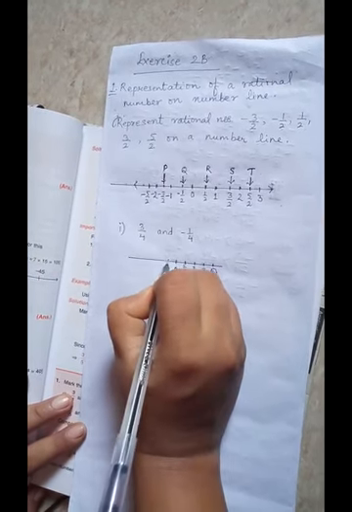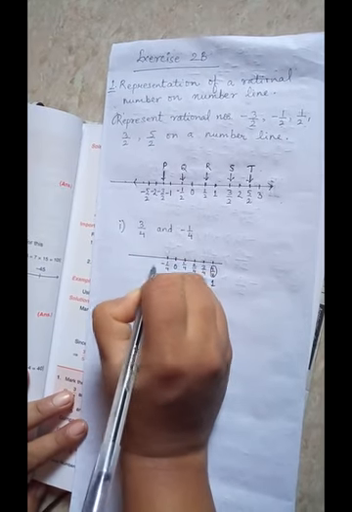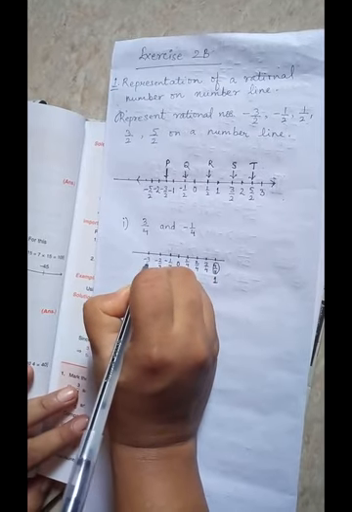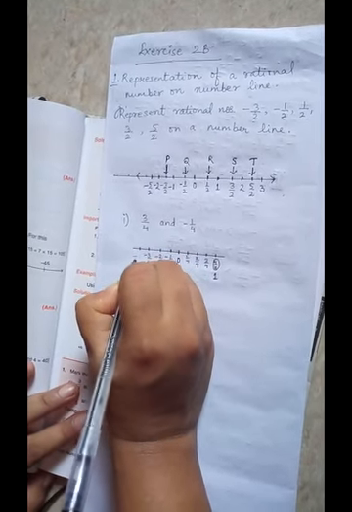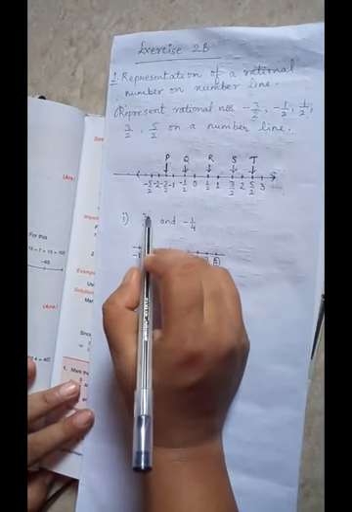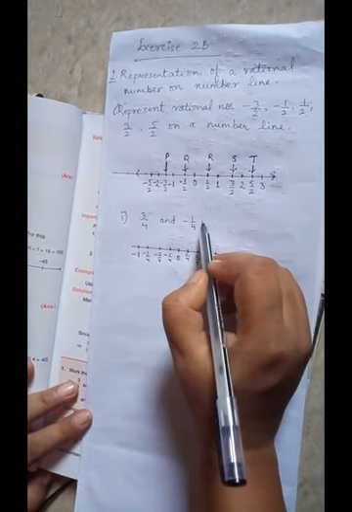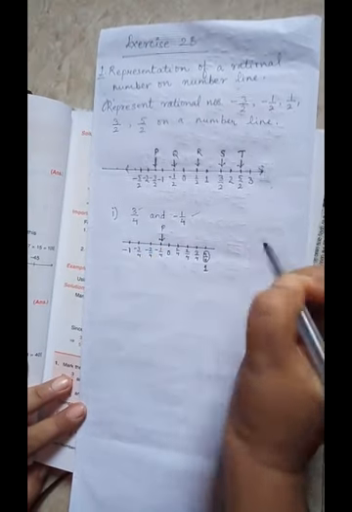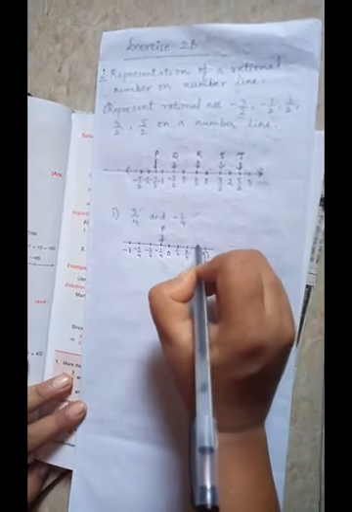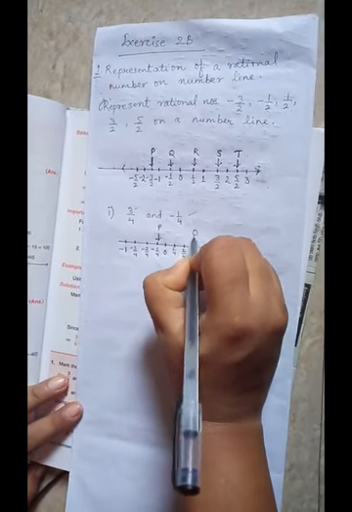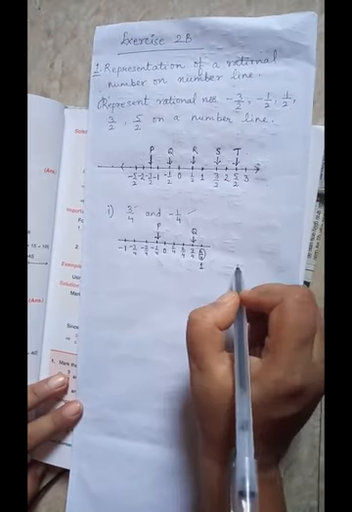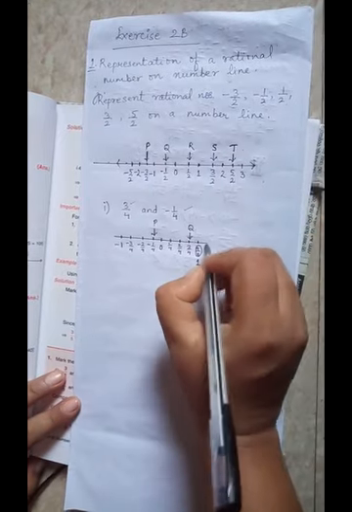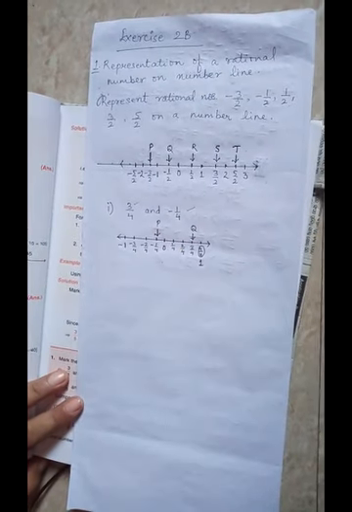And from here this is minus 1 by 4, minus 2 by 4, minus 3 by 4, and this is minus 1. So you have to represent this 3 by 4 and minus 1 by 4. So this is your minus 1 by 4, and this is your 3 by 4. So in this way you have to represent the given rational numbers on a number line. So let's move on to the next question.